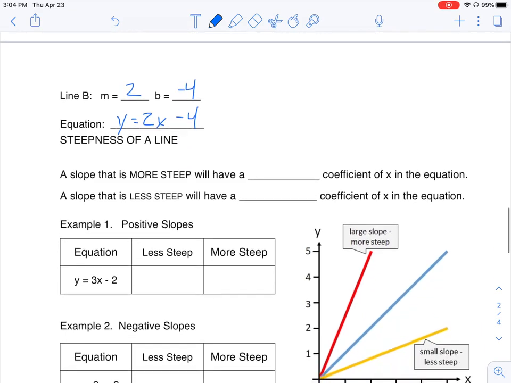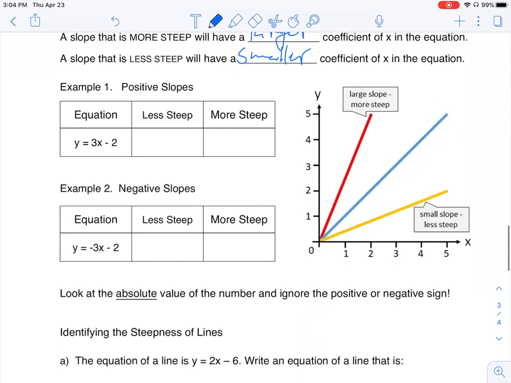When we talk about the steepness of a line, a line is either more steep or less steep. A slope that is more steep will have a larger coefficient of x in the equation, or a bigger number. The slope that is less steep will simply have a smaller coefficient of x in the equation. So for our examples, example 1, positive slope.